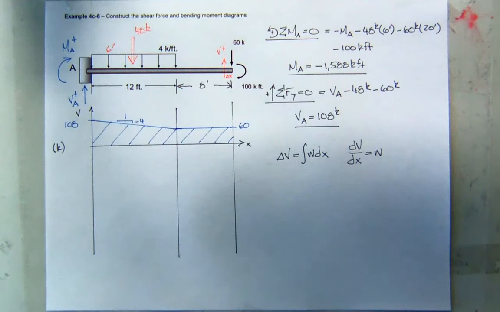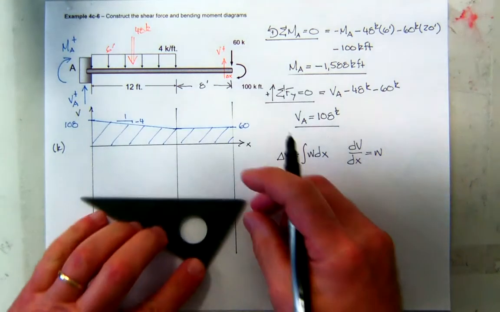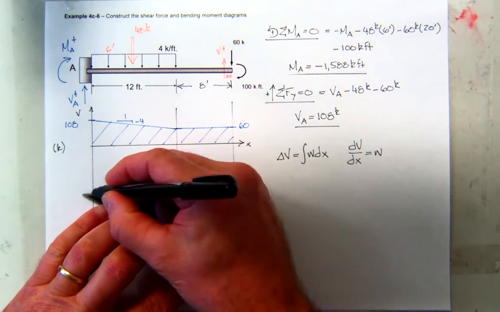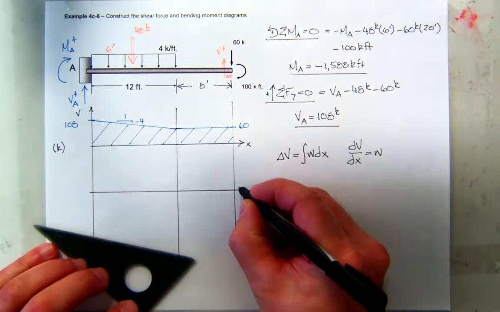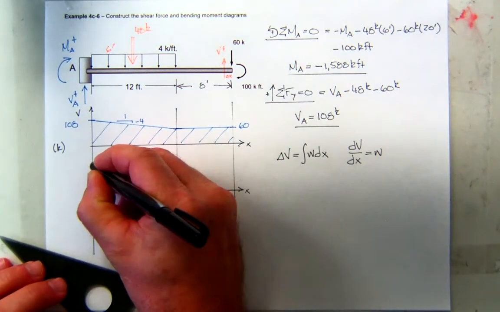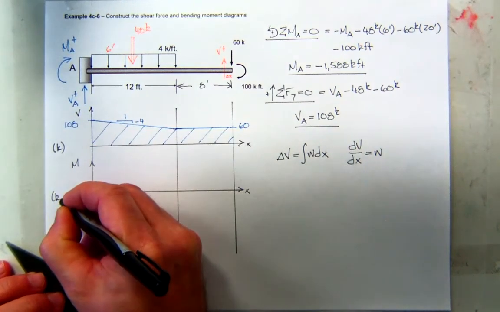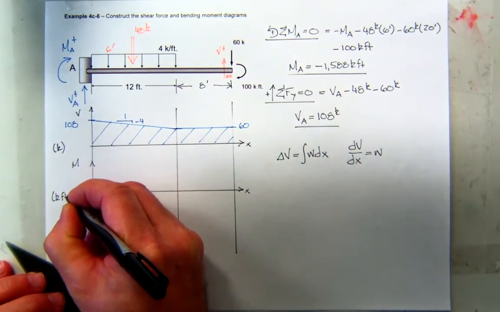I feel pretty good about that. So now let's draw the moment diagram. So there's my positive x, my positive moment. This will be in kip feet for my units.